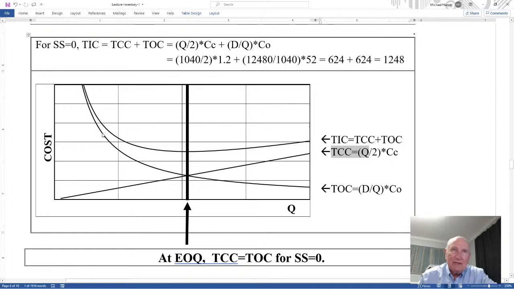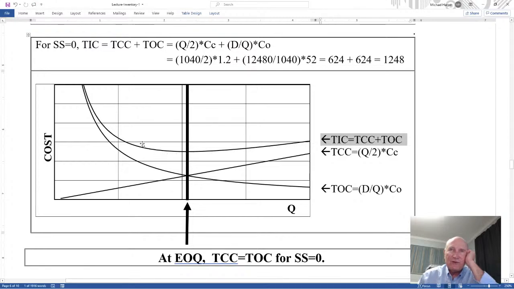Now this line here is not linear. It's coming down. That's my total ordering cost, and that's D over Q times C sub O. And notice Q is in the denominator. So as Q increases, the total ordering cost decreases. That's the graph of it. That's what it looks like. So when I add these two together, I get my total inventory cost. And that's exactly what this curve is right here.